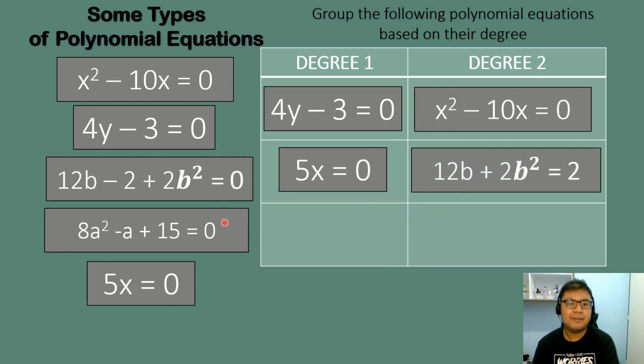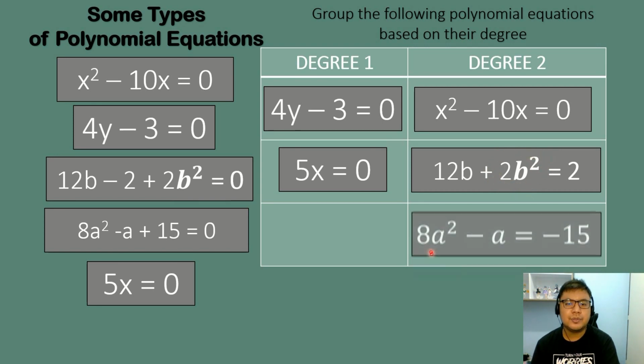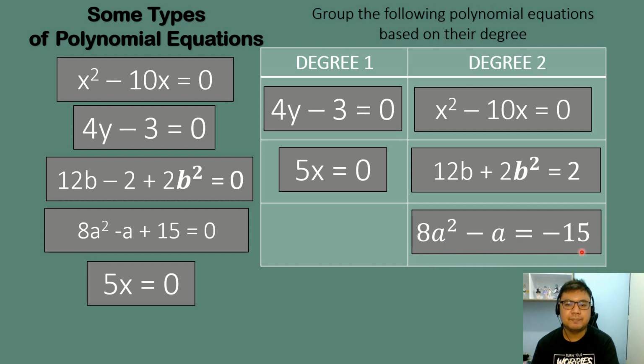Then we also have 12b minus 2 plus 2b squared is equal to 0. As you can see, 2b squared is the leading term, the term with the highest exponent, and its exponent is equal to 2. And also we have 8a squared minus a is equal to negative 15. So the leading term will be 8a squared, and the highest exponent of the leading term is equal to 2. Therefore, it belongs to this table.